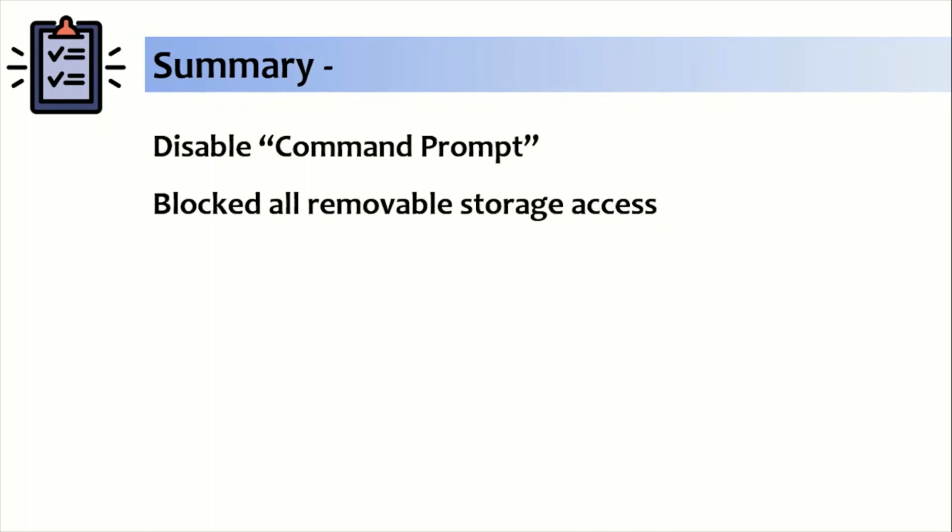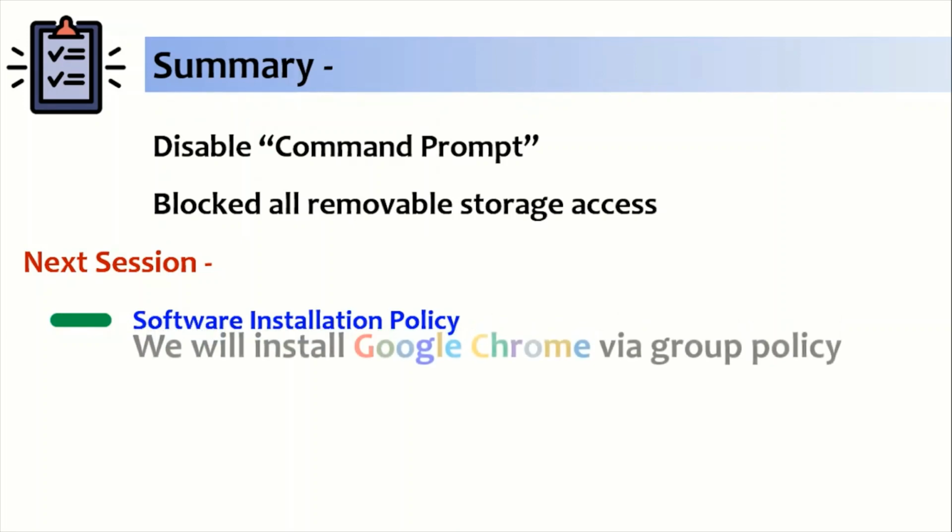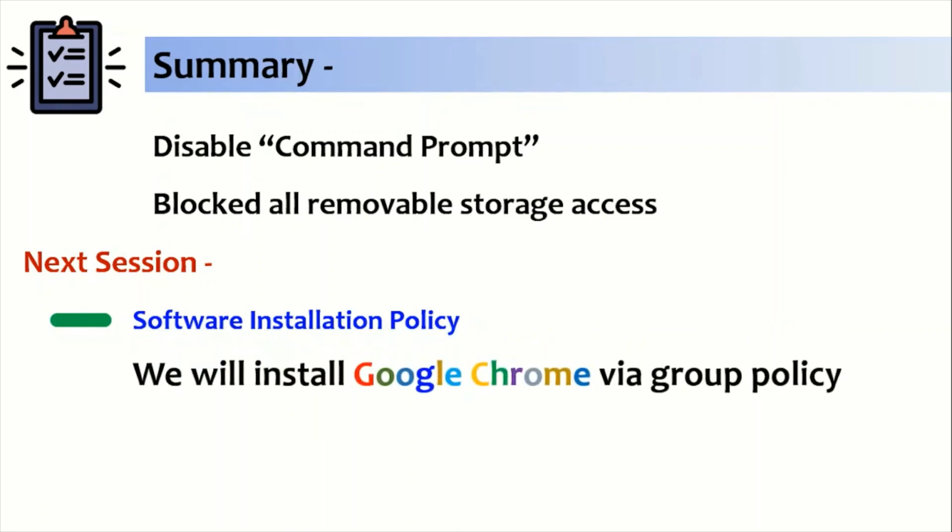Hope you have enjoyed today's session. Let's summarize what we have seen today. So we have disabled the command prompt, and we have also blocked all the removable storage access. In our next session, we'll be looking at software installation policy, and we will be deploying Google Chrome via group policy. So we'll be installing Google Chrome on our client computers via group policy.